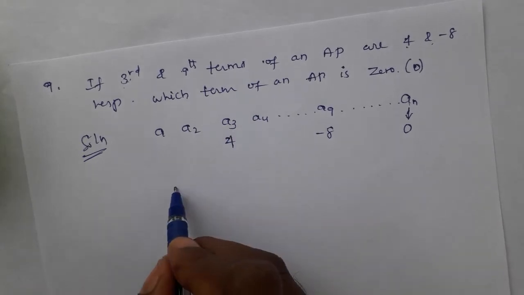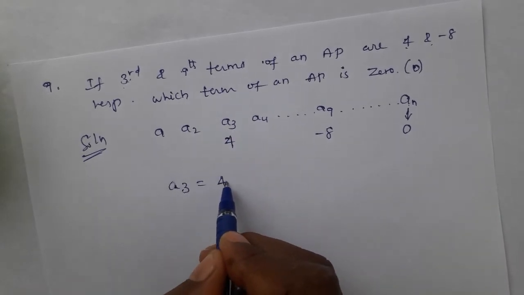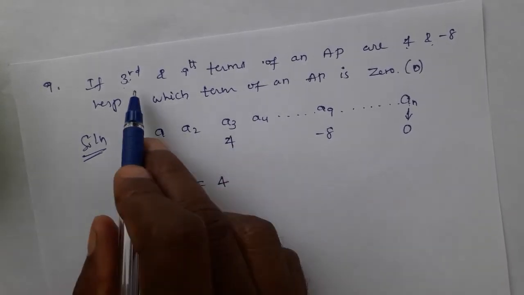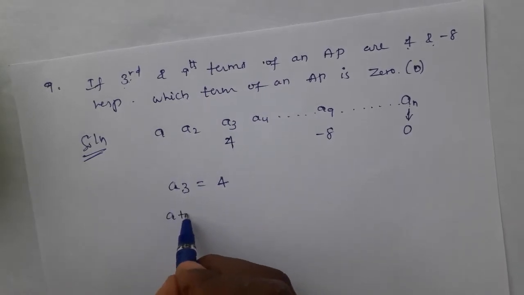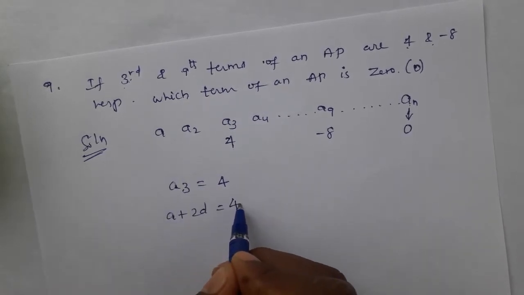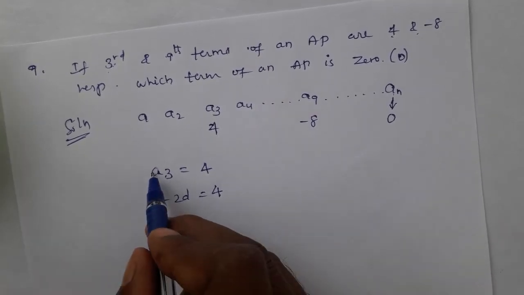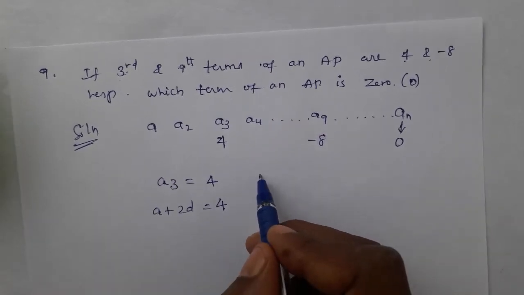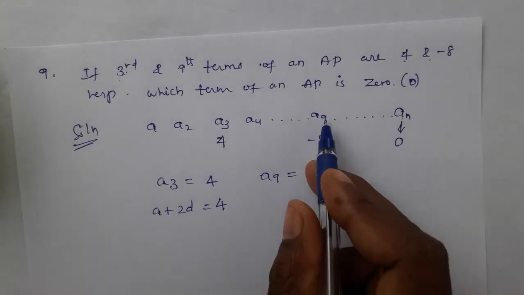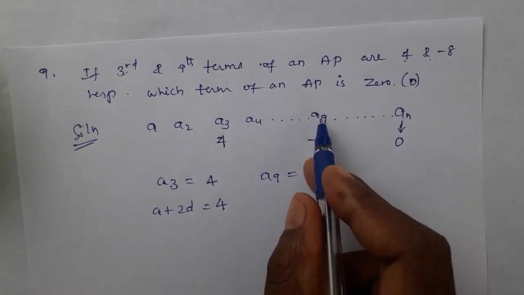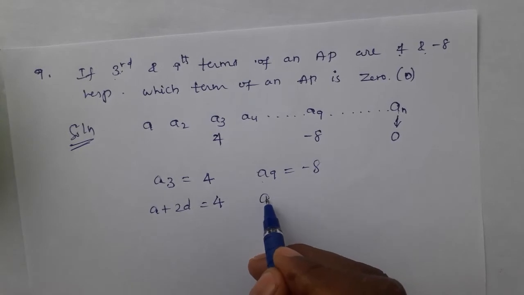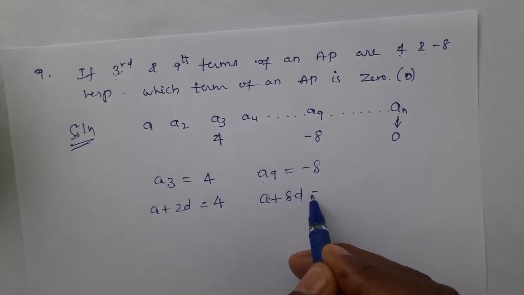First we go for A3. What is given for A3? A3 is equal to 4. Correct, no? A3 is given 4. A3 we have to expand as A plus 2D. Hereafter I won't say third is written as 2D, so you follow the same rhythm. A3 is written as A plus 2D. Next A9. A9, how much is given? A9 is minus 8 given. A9 is minus 8. A9, how to expand? A plus 8D. Correct, no?